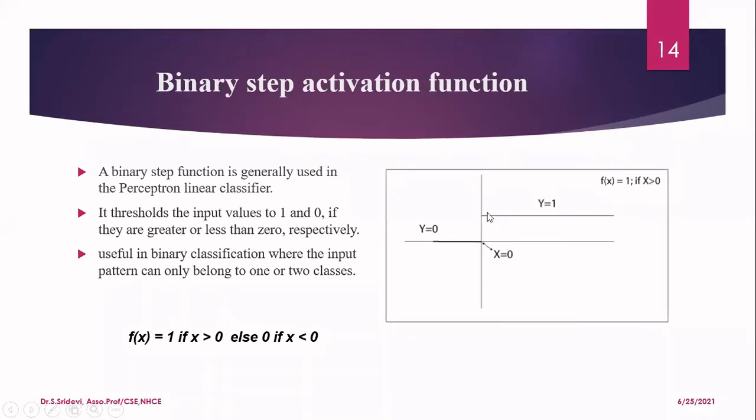But what is the problem here? I am getting only 2 values exactly from the classifier. It will either show 0 or otherwise 1. I will not have intermediate values. But if you want intermediate values, based upon what probability you are giving for that particular classification, you cannot select the binary step activation function. You have to go for some other functions.